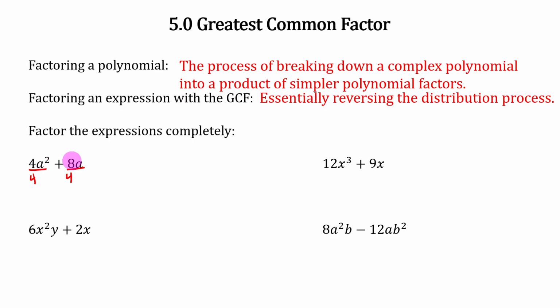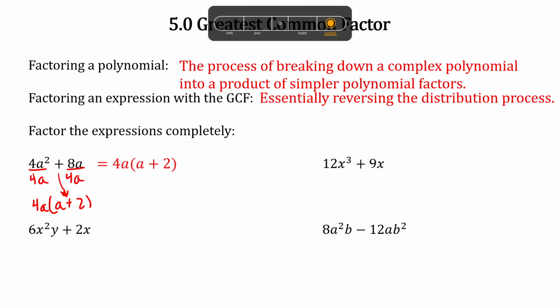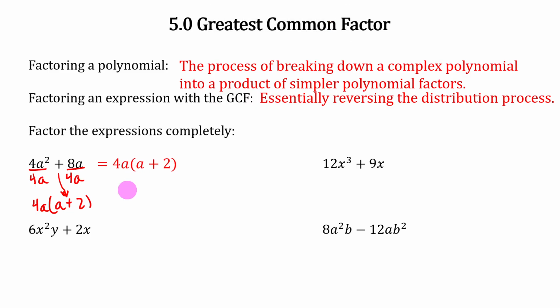And I've got 2 a's here and 1 a, so the most I can take out of both of them is a single a. So that goes on the outside, and then you do this division. 4 divided by 4 is 1. A squared divided by a is just a. Bring down the plus. 8 divided by 4 is 2. A divided by a is just 1. We don't need it. So it's 4a times a plus 2. And the idea is, if I distribute this back in here, I get this. We're undoing distribution.